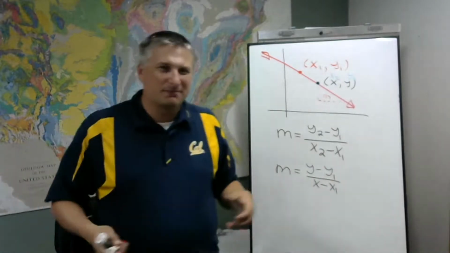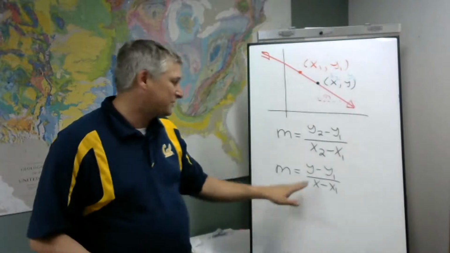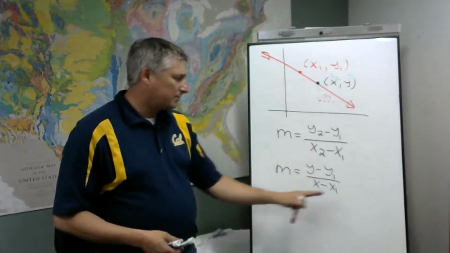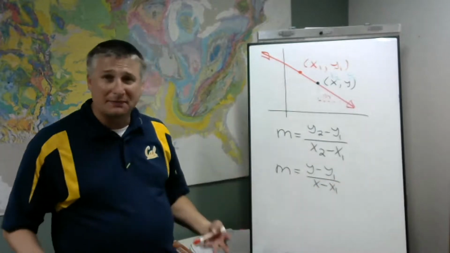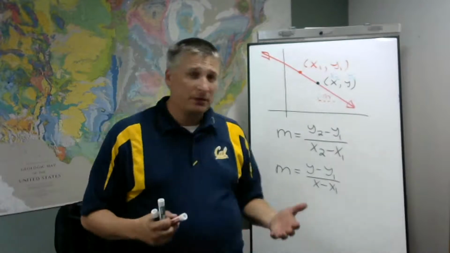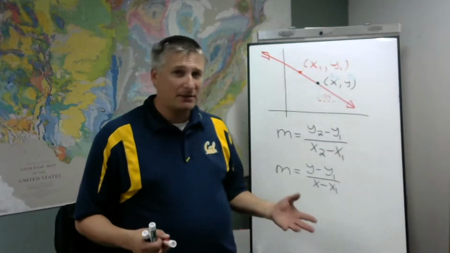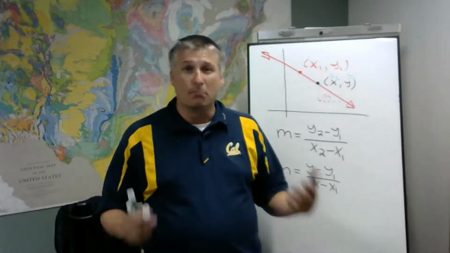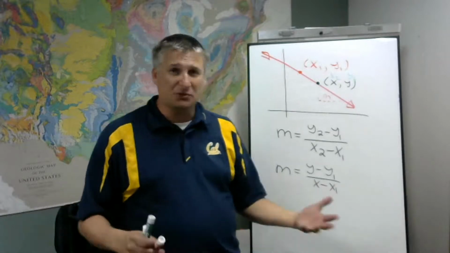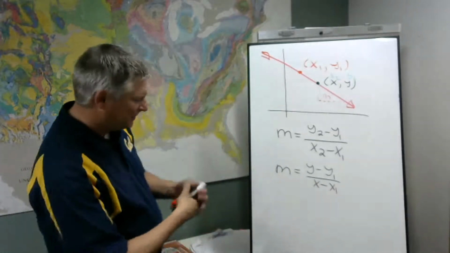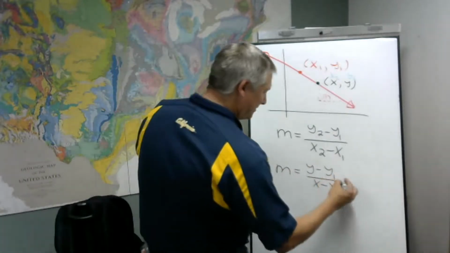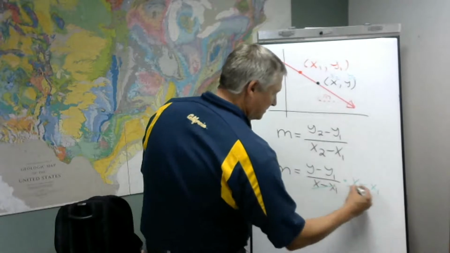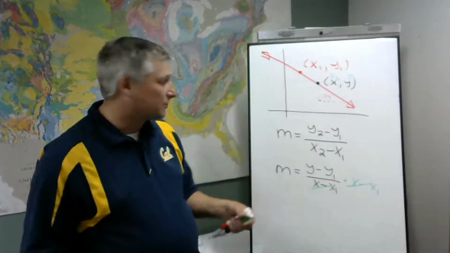And what we're going to do, we're going to kind of solve for y. We're actually just going to solve for y minus y1. So to do that, we'll multiply both sides by x minus x1. And the reason we do that, since we're dividing by x minus x1, we want to do the opposite of dividing by that. And the opposite of division is multiplication. Just like the opposite of addition is subtraction. So let's multiply by x minus x1. So that means when we do the opposite, things cancel.